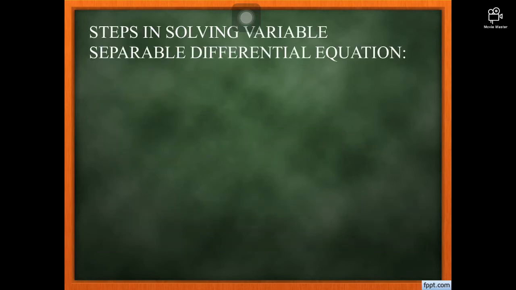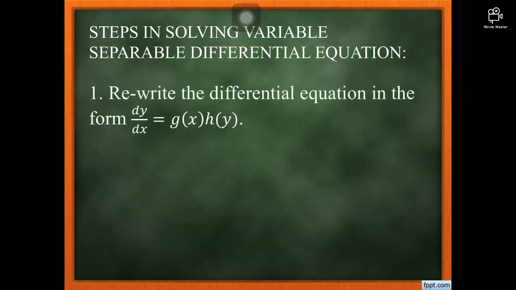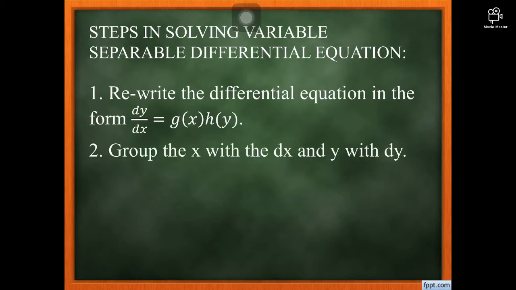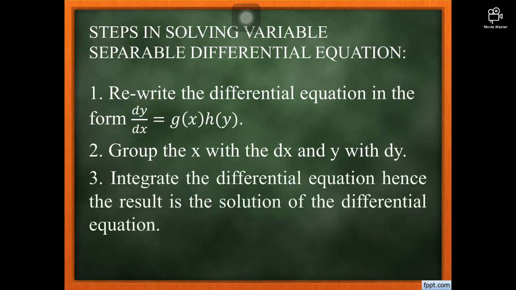So, there are several steps in solving a differential equation by variable separable. First, we have to rewrite the differential equation in the form dy over dx equal to g(x) times h(y). Then group the x with the dx and the y with the dy. And lastly, we need to integrate the differential equation. Hence, the result is the solution of the differential equation.